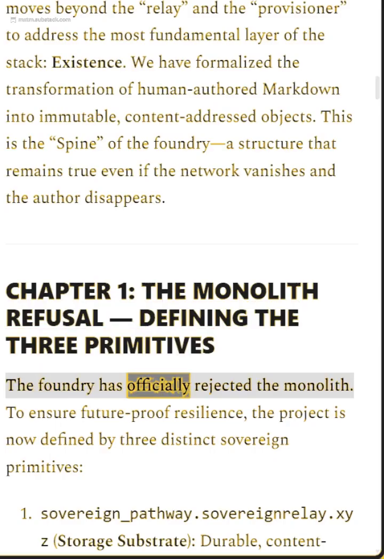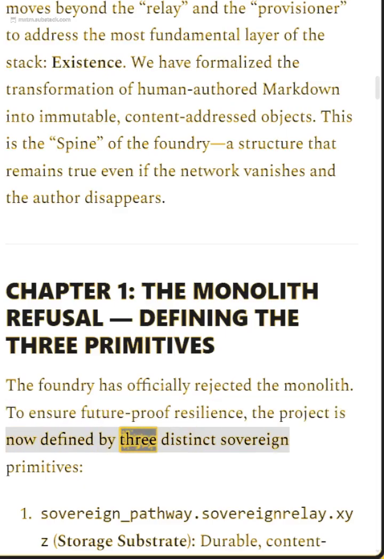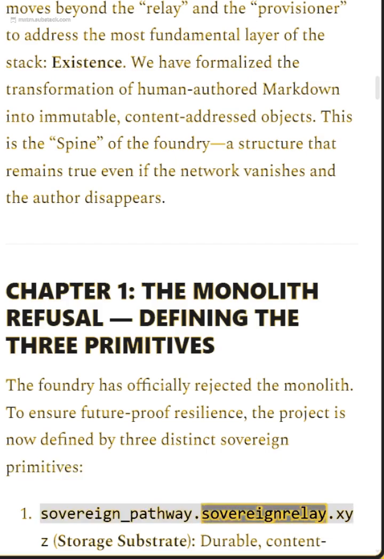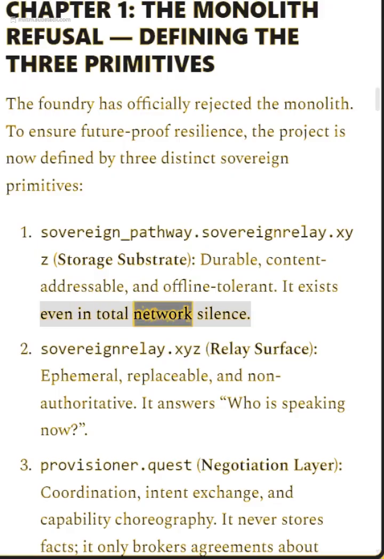The Foundry has officially rejected the monolith. To ensure future-proof resilience, the project is now defined by three distinct sovereign primitives. Sovereign_pathway.sovereignrelay.xyz: storage substrate, durable, content addressable, and offline tolerant. It exists even in total network silence.